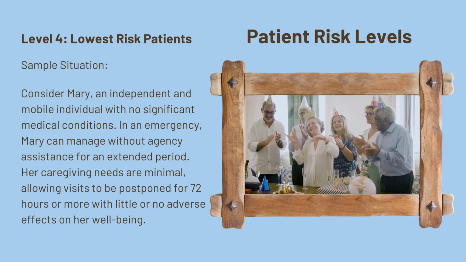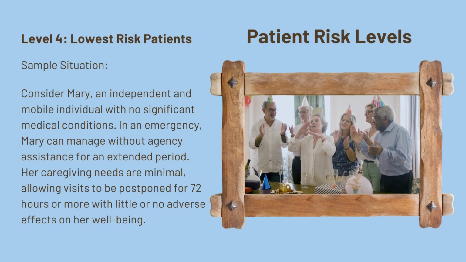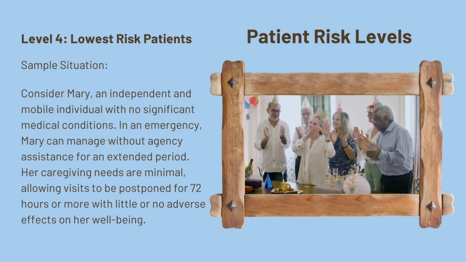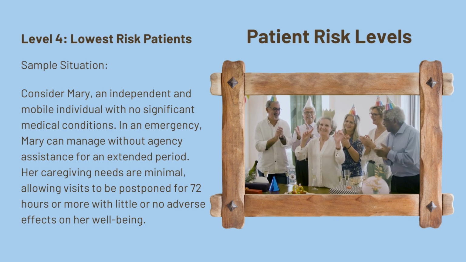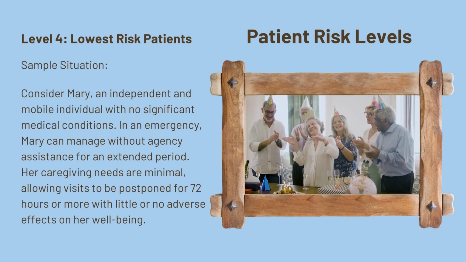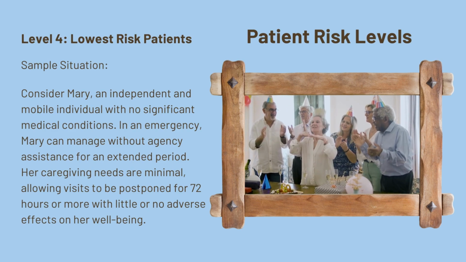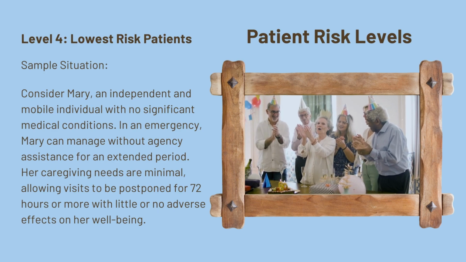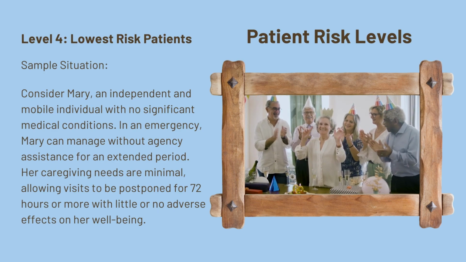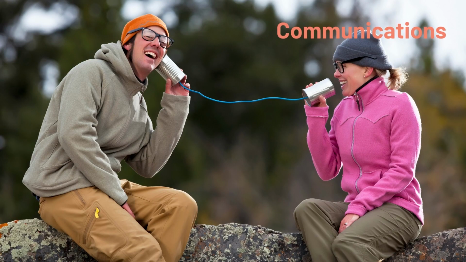In conclusion, by accurately assessing patients' risk and understanding these levels, we can prioritize care and resources. This ensures that those who need immediate attention receive it, while also maintaining support for patients who can manage for a short period during emergencies. Now, let's conclude with a final emphasis on communication, underlining its critical role in emergency response. Effective communication is at the heart of our emergency response efforts. It ensures that critical medical information is shared, patients are cared for appropriately, and our community partners are informed.